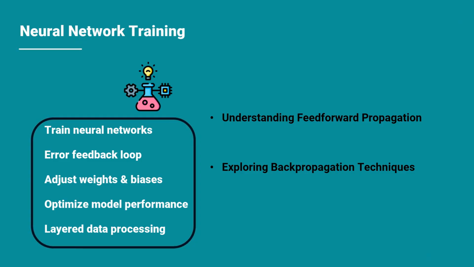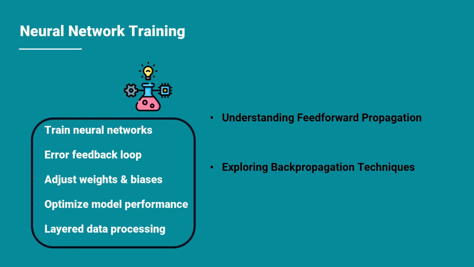Let's dive into the fascinating world of feed-forward propagation and backpropagation in artificial neural networks. These two processes are crucial to training a neural network efficiently. So let's break it down step by step.